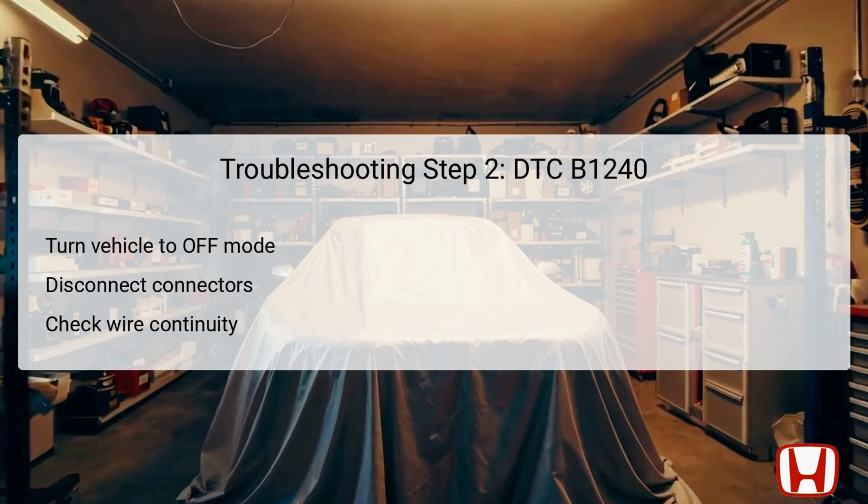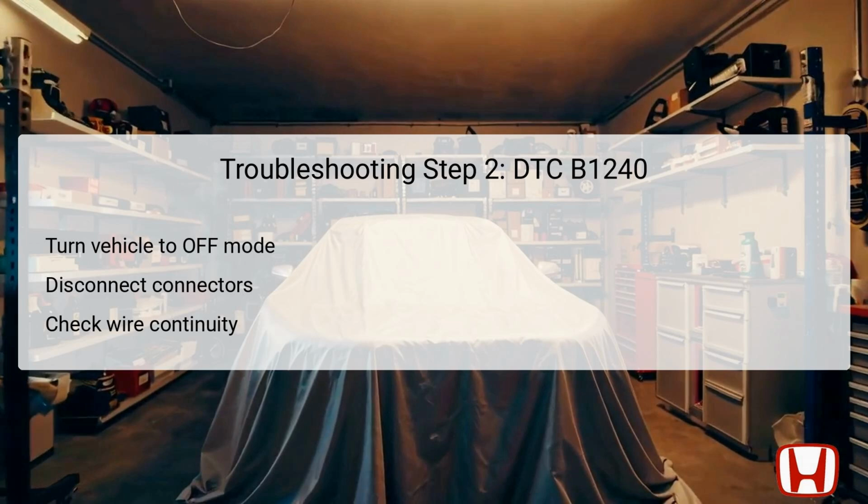In this step, the focus shifts to checking for open wires in the MDEF-DR line. Start by turning the vehicle to the off-lock mode to ensure safe working conditions. Next, disconnect both the climate control unit connector B1240 and the mode control motor 5P connector. This disconnection is essential for accurately checking for continuity between test points without interference.